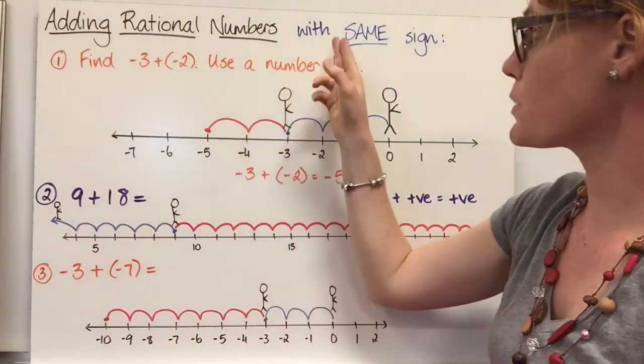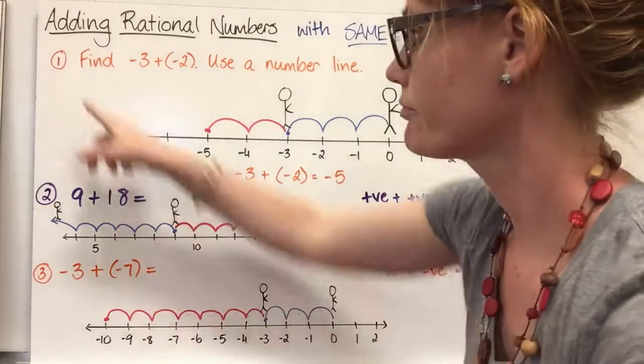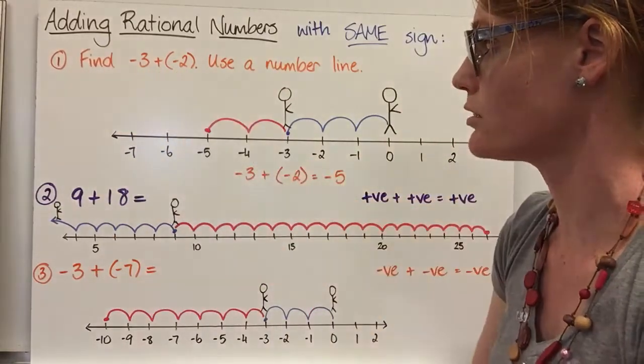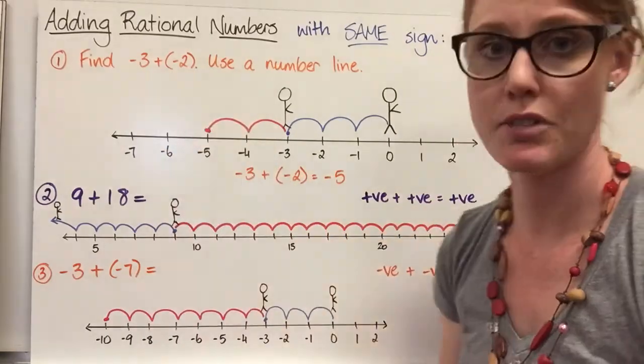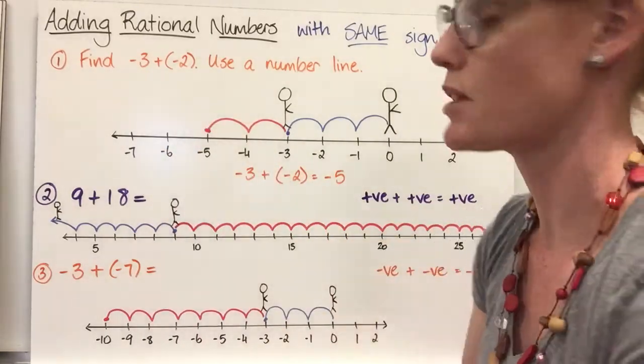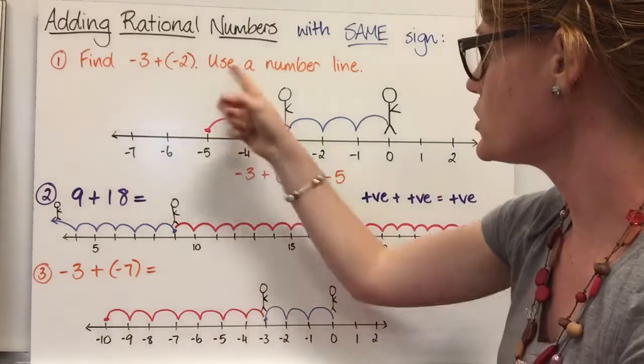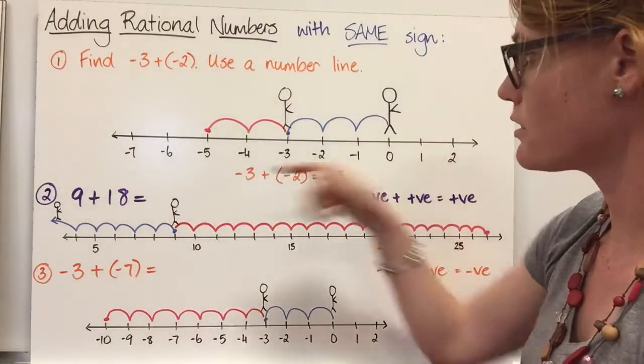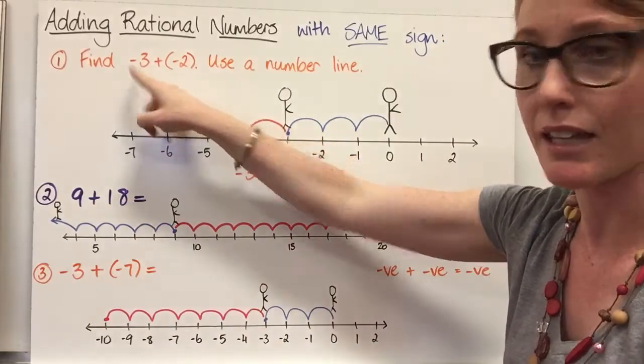Adding rational numbers with the same sign. Number 1, find -3 plus -2. So -3 and -2 are both negative numbers, so they have the same sign. And use a number line. So here we have our number line. We're starting at 0 and we're going to get to -3.